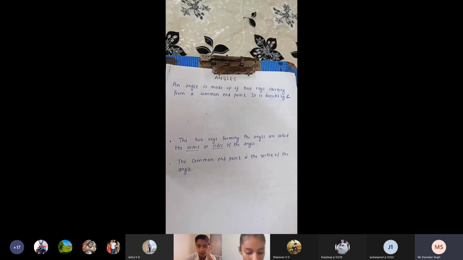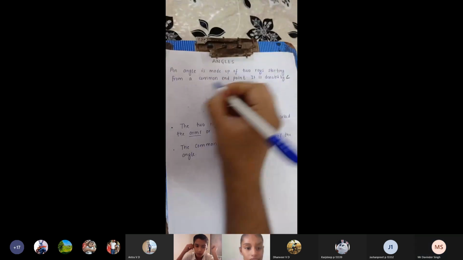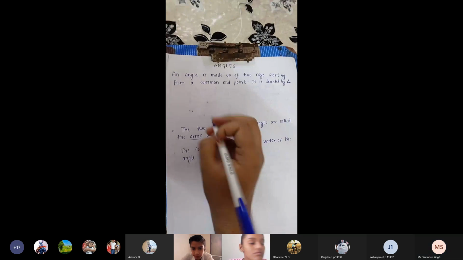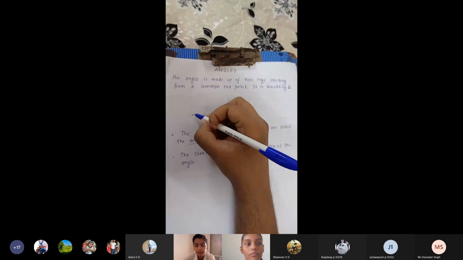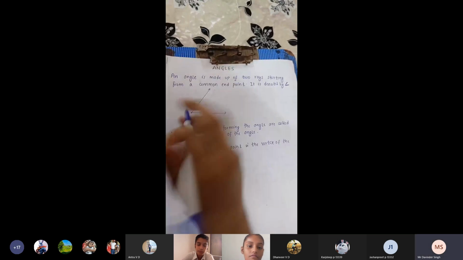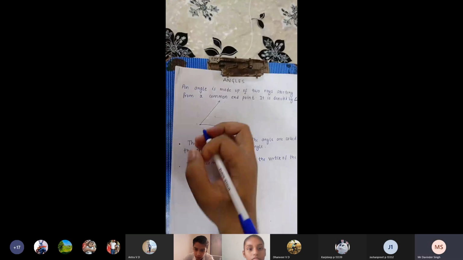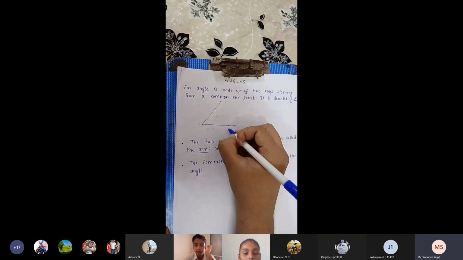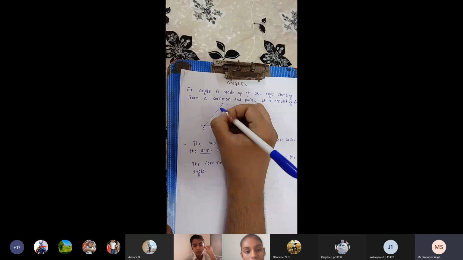So what is the angle? Let us understand this through a diagram. So that has a common endpoint. Suppose this is a point. If I draw a ray like this and this, there are two rays that are emerging from one common point. Suppose I rename it as A, this as O, and this as C.